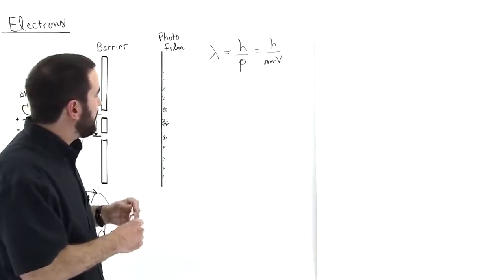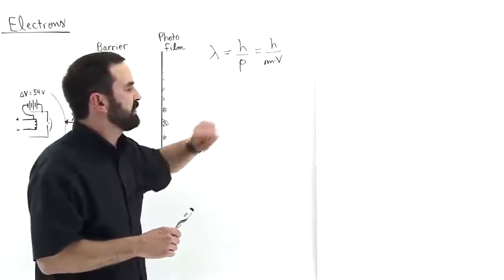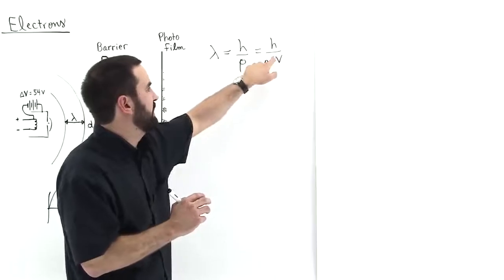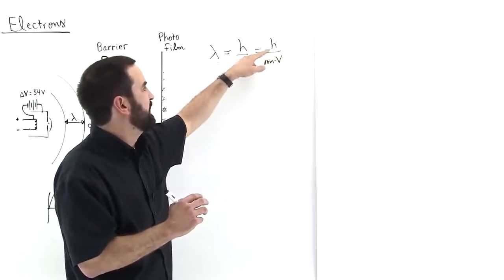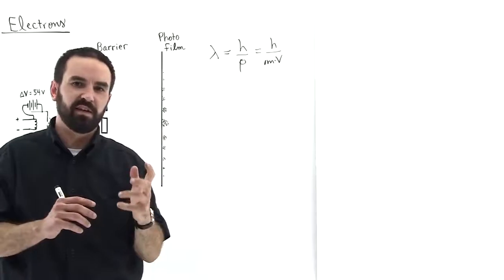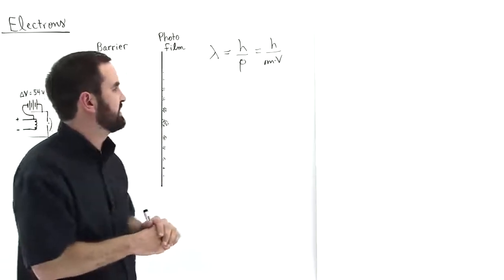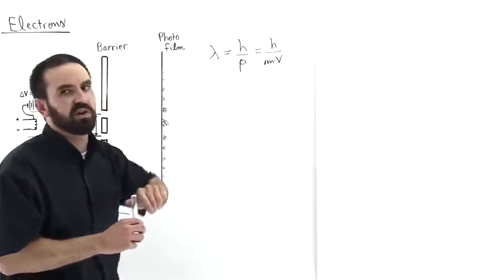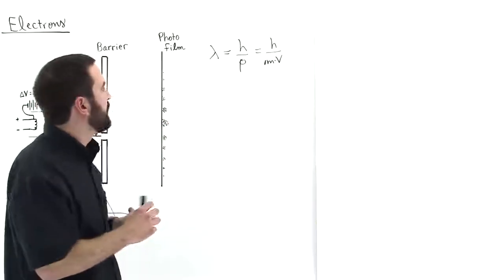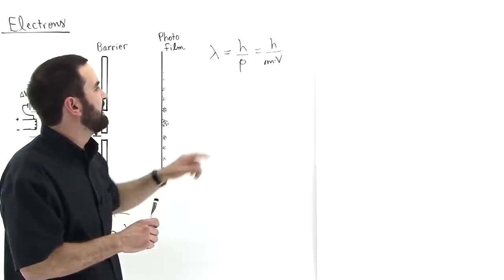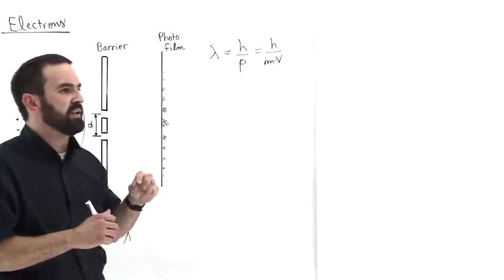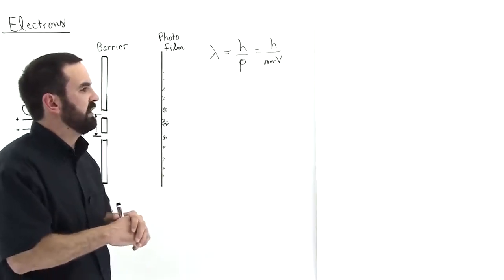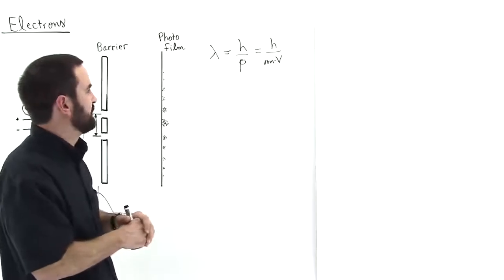So we need to find this velocity. First thing we notice is that if the velocity is very big, then the wavelength is very short, because if this number is very big down here, then it divides Planck's constant. Planck's constant is 6.626 times 10 to the minus 34 joule seconds. So it's already a small number, but the mass of the electron is 9.11 times 10 to the minus 31 kilograms. And then the velocity is usually some orders of magnitude larger than those numbers. In this case, it'll be about 10 to the 6th meters per second.